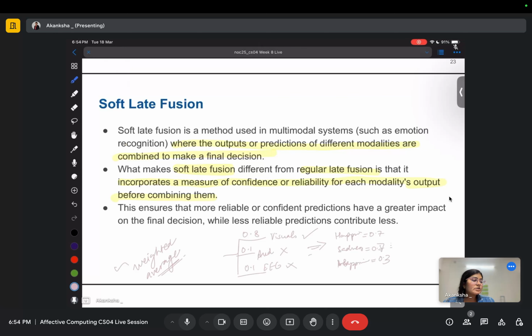So how are we going to combine the information? Actually this should be sadness, sorry, happiness.